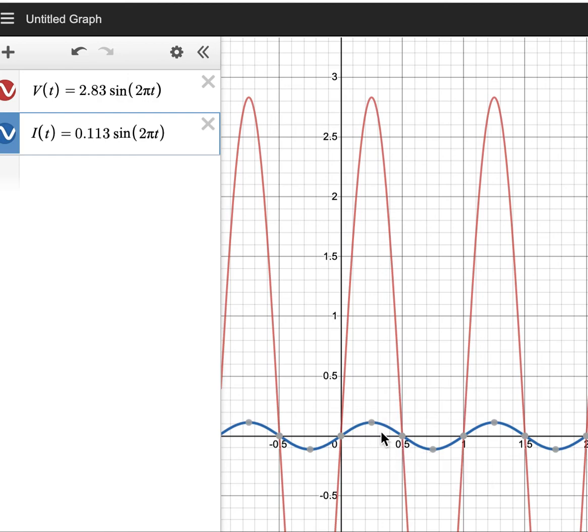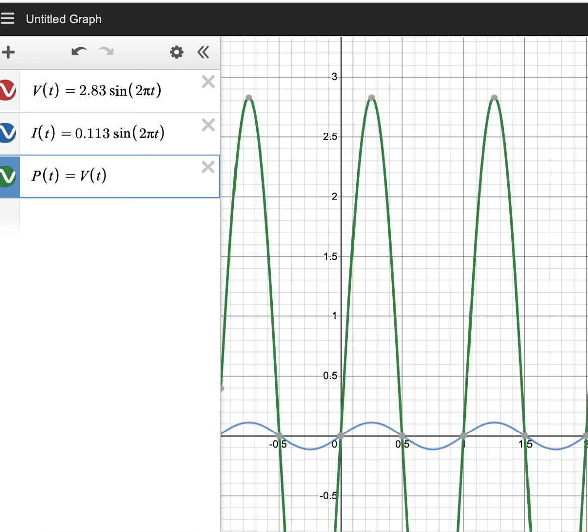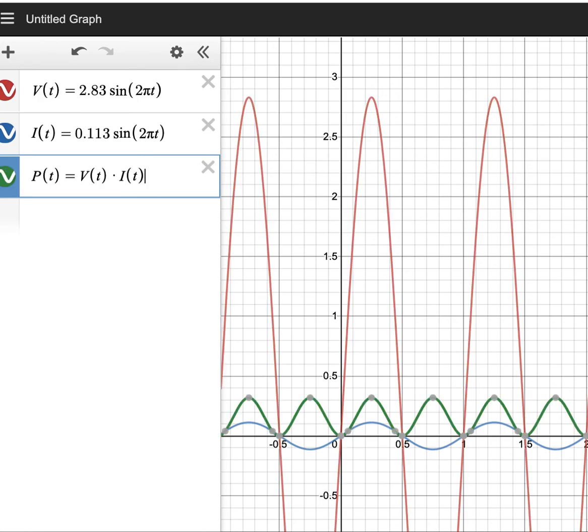It's going forward, and then it's stopping, and then going backward, and stopping, and going forward, and it just keeps oscillating like that. Now let's do something new. Let's find the power function. Power as a function of time will be given by the product of the voltage times the current. And look what it does. The power for an AC circuit involving just a resistor and a source is going to always be 0 or positive, never negative.